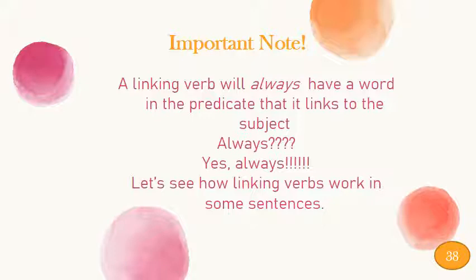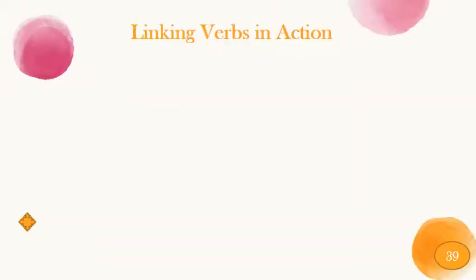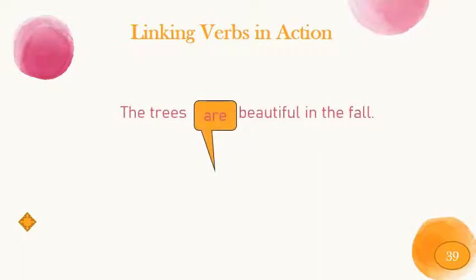Let's see how linking verbs work in some sentences. Linking verbs in action. The trees are beautiful in the fall. Notice something here. The verb is are. It's a verb to be. So here are is a linking verb. What is the subject here? The subject is trees. What do we have after the linking verb? Beautiful in the fall. Ask yourself, who or what is beautiful here? What are we talking about in the sentence? The trees. So the trees are beautiful.